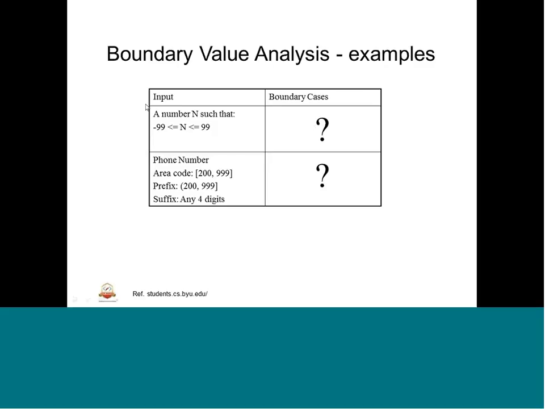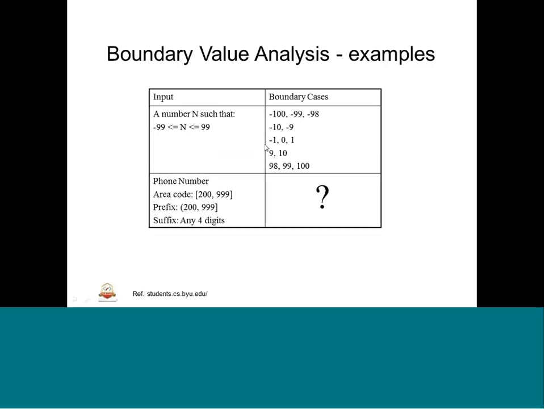So what are the boundary cases for n, where n is between -99 and 99? Here are the boundary cases that we can have: -100, -99, -98. Of course, -99 as well is a boundary case because it is on the exact edge of the lower boundary. Similarly, we have -10 and -9, -101, 9 and 10, 98, 99, 100.